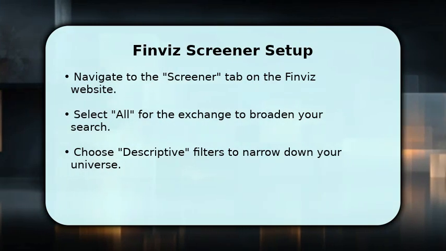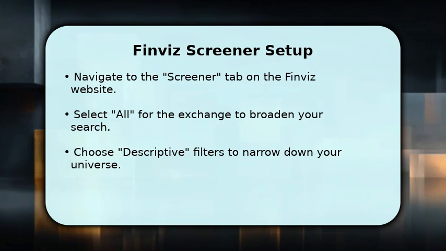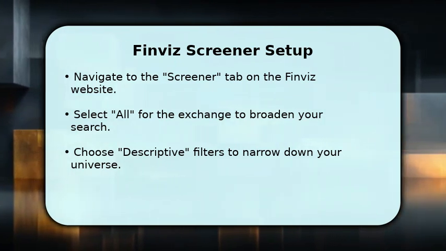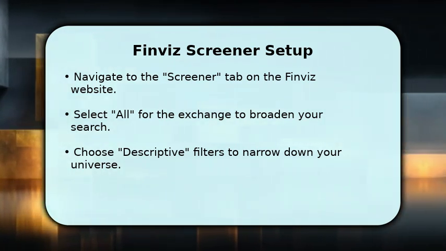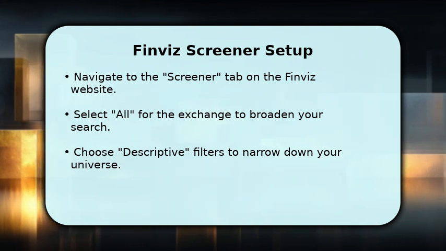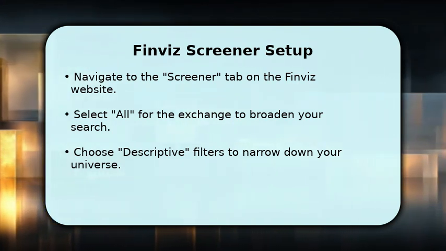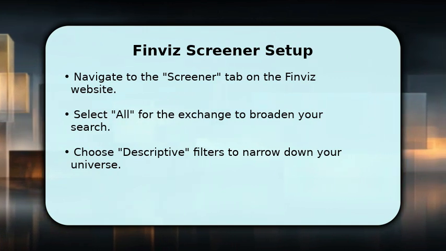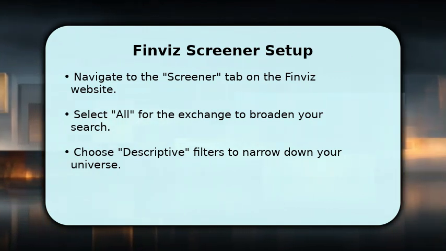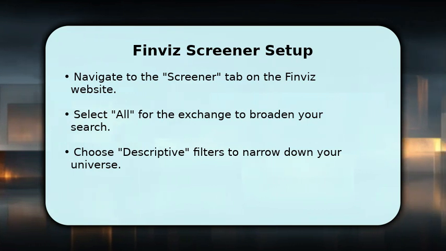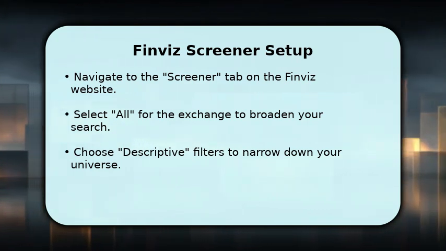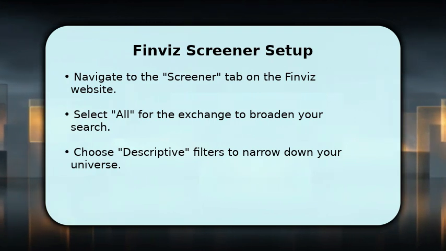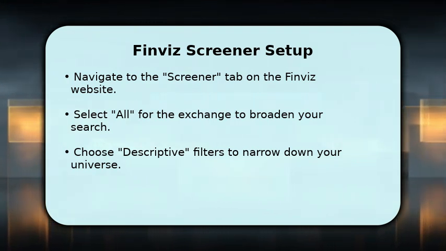First, open Finviz and click on the Screener tab. This is where we'll begin our search. Next, ensure you select All for the exchange to include a wide range of stocks. Then, under the descriptive filters, you can start to refine your criteria. For example, you might want to look at stocks with a market capitalization above $300 million. This initial setup is crucial for a targeted search.